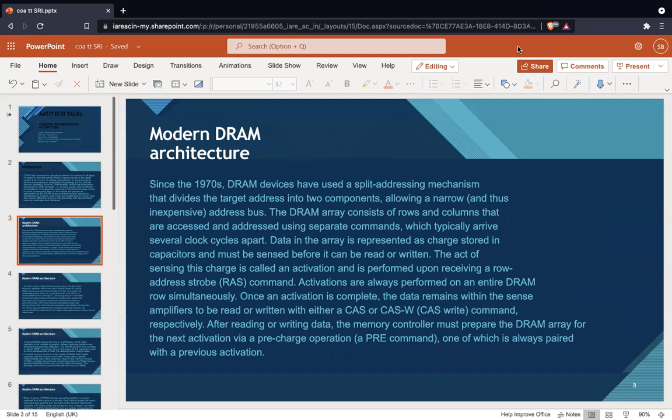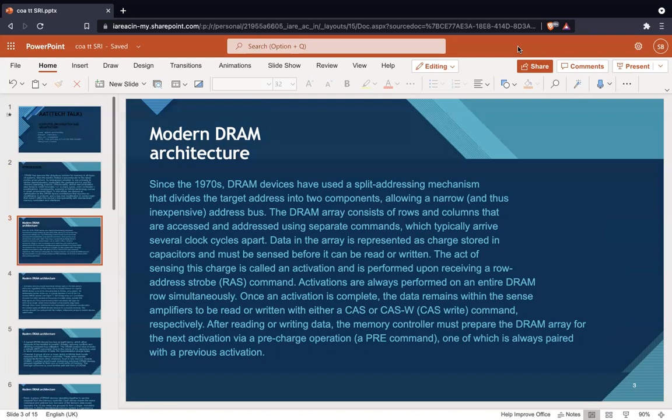The act of sensing the charge is called an activation and is performed upon receiving a row address strobe, RAS, command. Activations are always performed on an entire DRAM row simultaneously. Once an activation is completed, the data remains within the sense amplifiers to be written or read with either a CAS write or CAS read command, respectively.